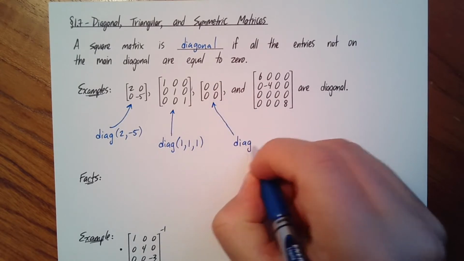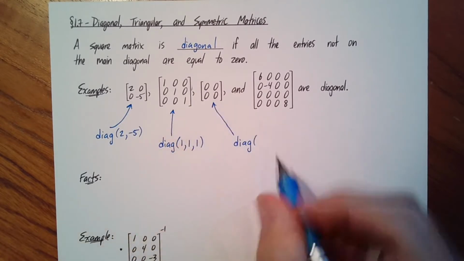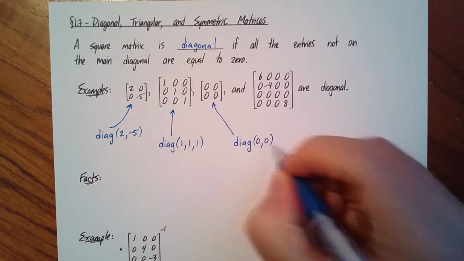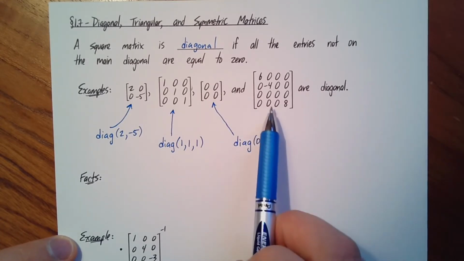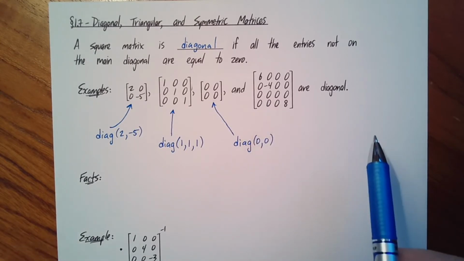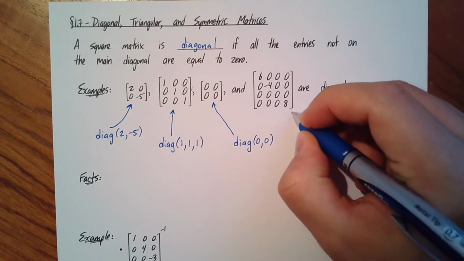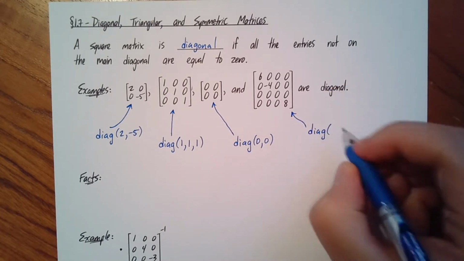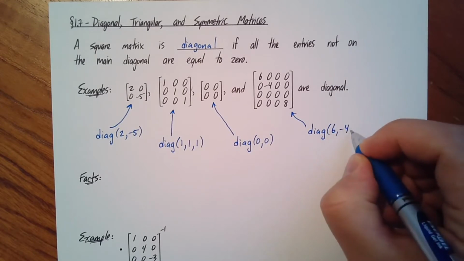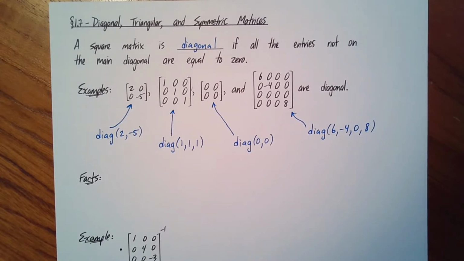and we can write it as diag, and then what are the entries on the main diagonal? Well, they're both zeros, right? 0 here and a 0 here. So we just write it like that. And then lastly, you've got a 4 by 4 example. And here's an example of a matrix where not all the entries in the main diagonal are 0, but some of them are, or one of them is in this case. So this is a 4 by 4 diagonal matrix, and we can write it as diag of 6, -4, 0, and 8. And that's all there is to it.